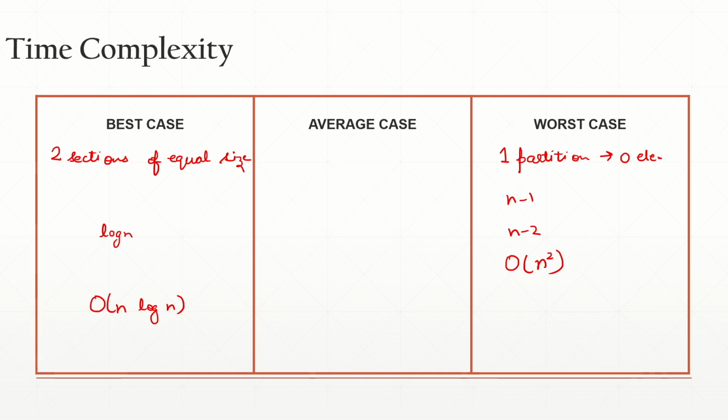Now the average case depends on the initial choice of pivot value and how out of order the original list is. However, it is generally agreed that in the average case, the performance will be O(n log n).